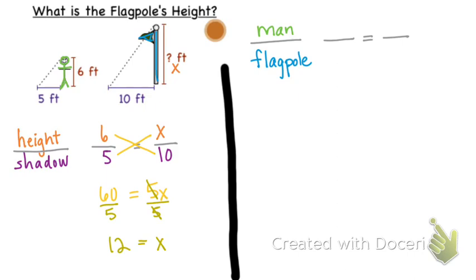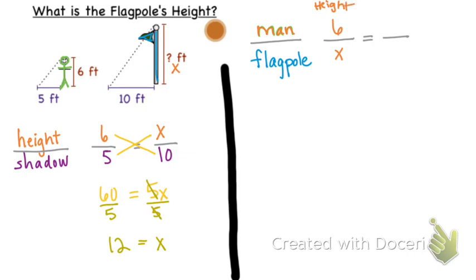So I'm going to put the man's height is 6. So do I put that in the numerator or the denominator? Man is in my numerator. So I'm going to put the 6 there, and the height of my flagpole goes in the denominator. So you need to remember that this is my height.